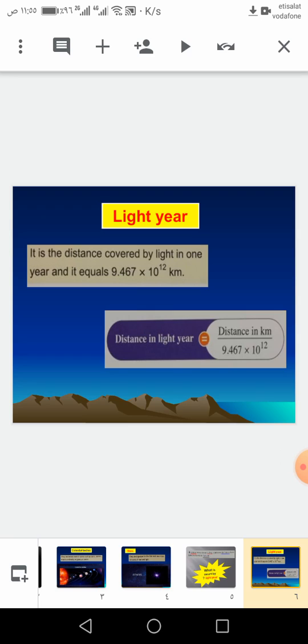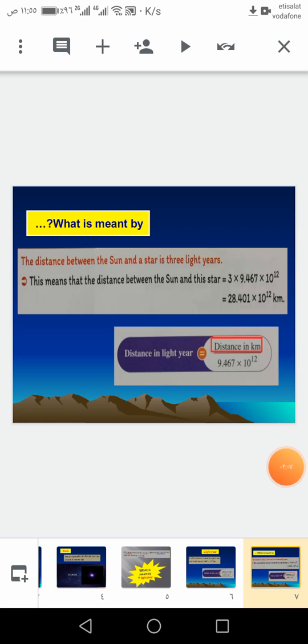To calculate distance in light year, we use this law: distance in light year equals distance in kilometer over 9.467 times 10 power 12. When I ask you what is meant by the distance between the sun and a star is 3 light years, this means that the distance in kilometers between the sun and the star equals 3 times 9.467 times 10 power 12, which equals 28.401 times 10 power 12 kilometers.